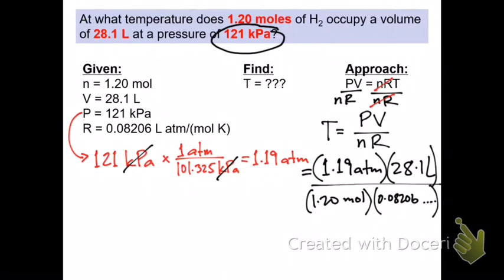All right, so we have atmosphere will cancel out, liters, moles, and then you're left with the unit for temperature, which is kelvins. All right, plug this into the calculator and we get 339, so we can just round this to 340 kelvins.